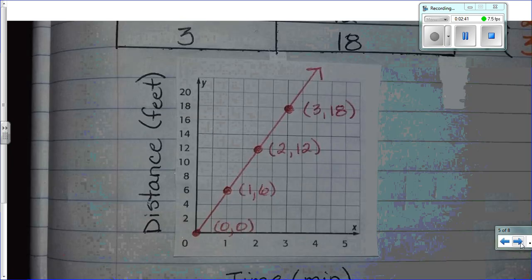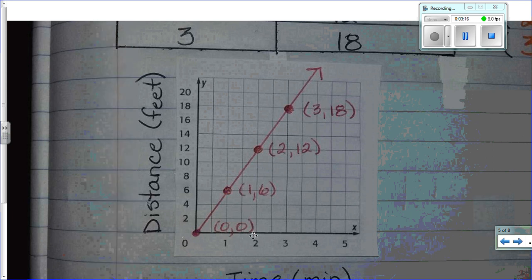We then want to actually graph those ordered pairs that we have. So the first one that we're going to graph is 0, 0. The next one is 1, 6. So remember, you're going to always start at the origin. You're first going to look for your value on the x-axis. So my value for this one is a 1, so I'm going to come out to 1. And then my value on the y-axis is 6. So I'm going to go up all the way till 6, and I'm going to put my point there and label it. The next one is 2 and 12.